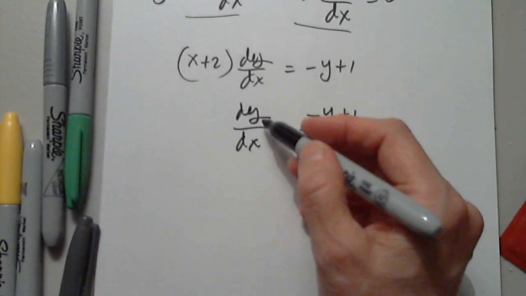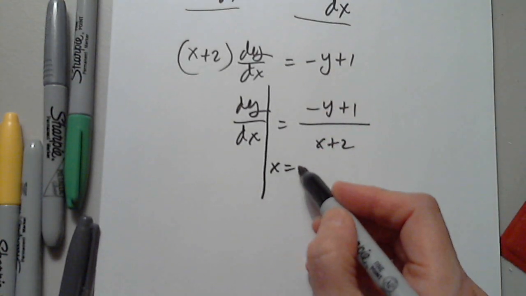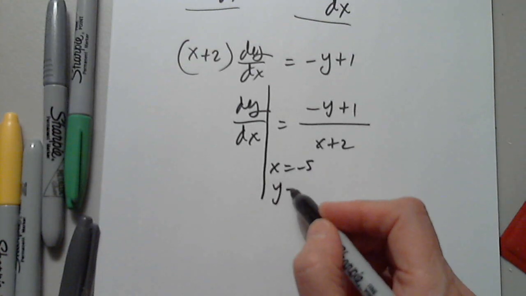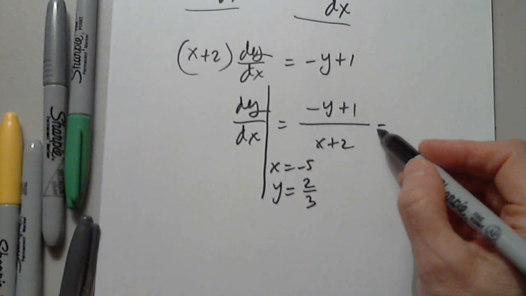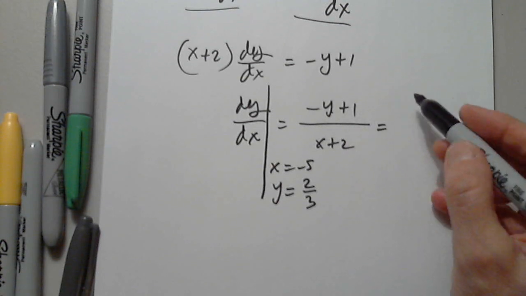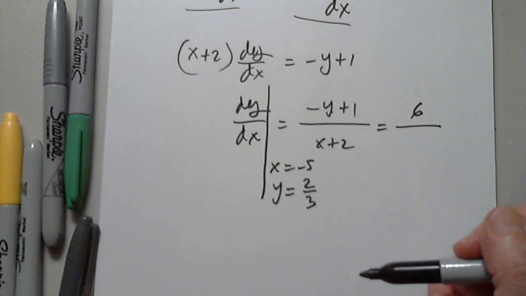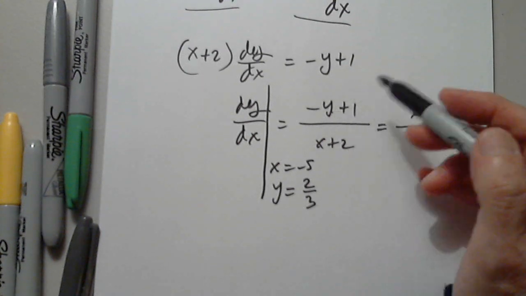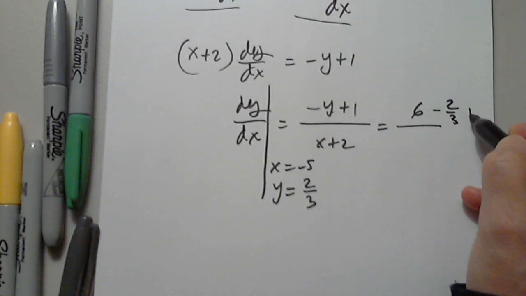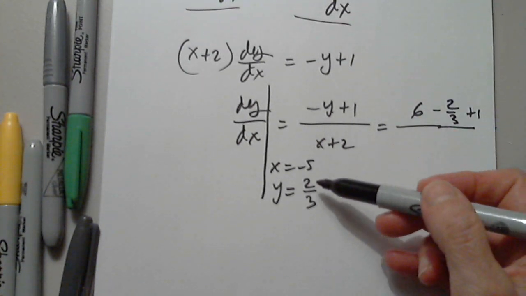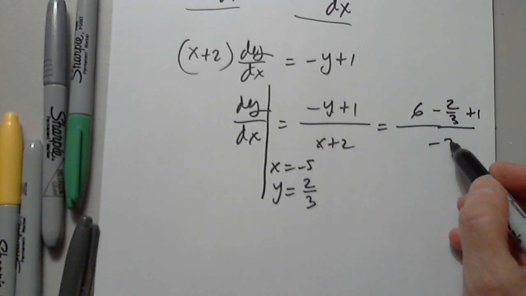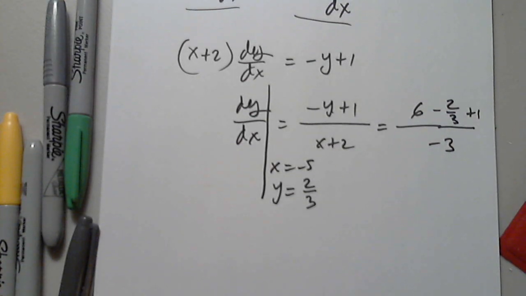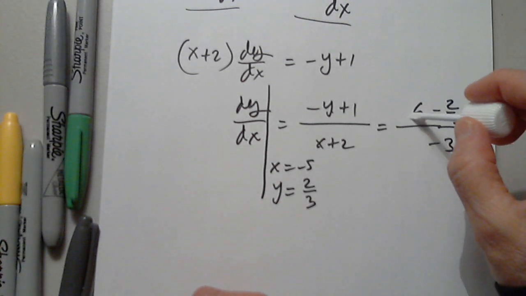And now all I have to do is just plug it in. When x equals negative 5 and when y equals 2/3. With negative 5, 5 plus 1 will be 6. I'm rushing. So this is negative 2/3 plus 1, and the denominator is negative 5 plus 2, which is negative 3. And that's it.